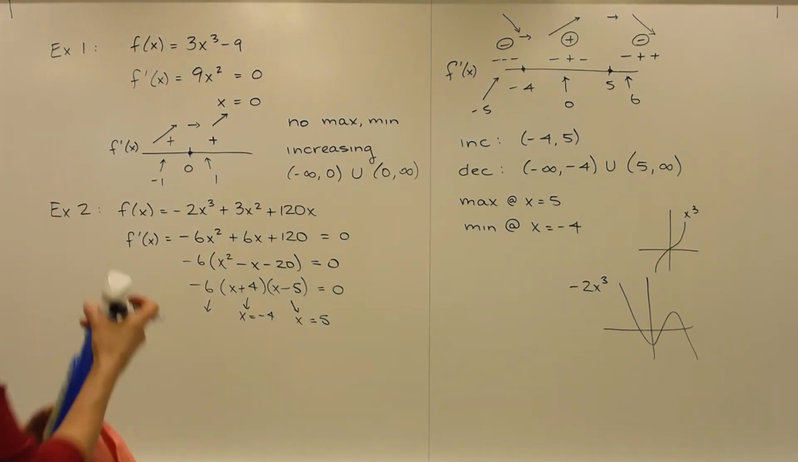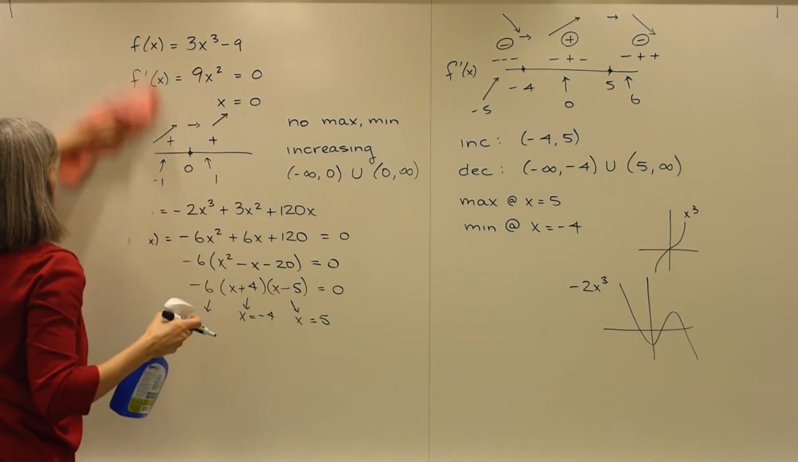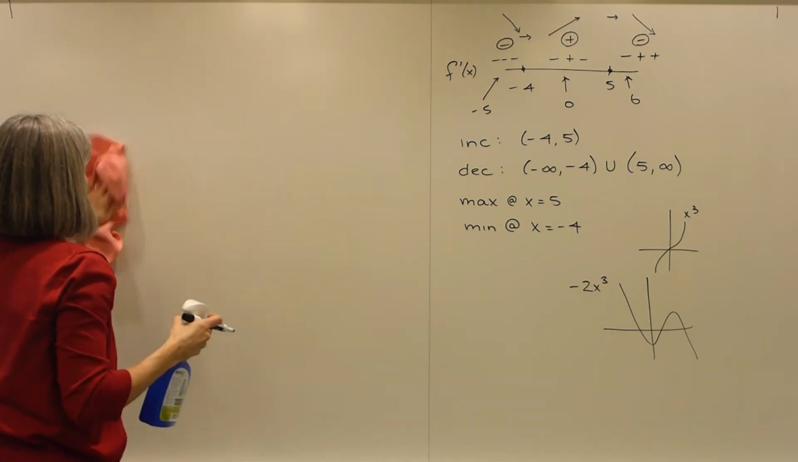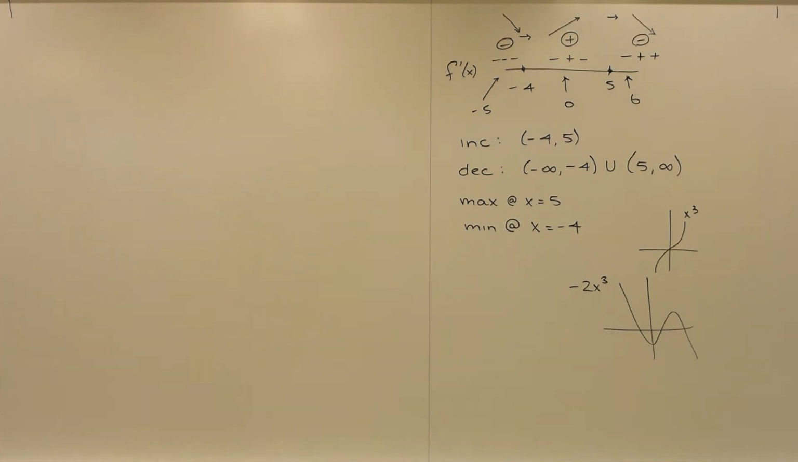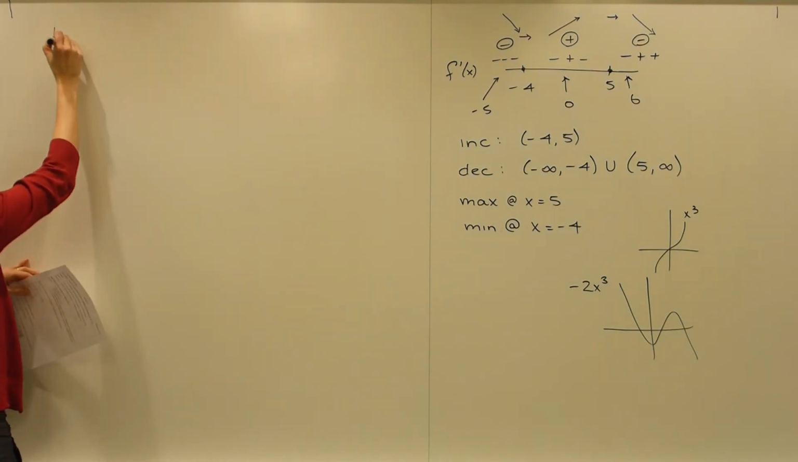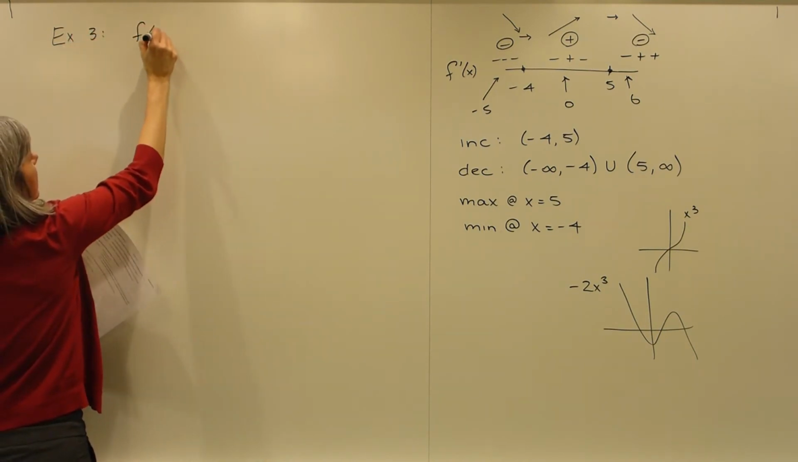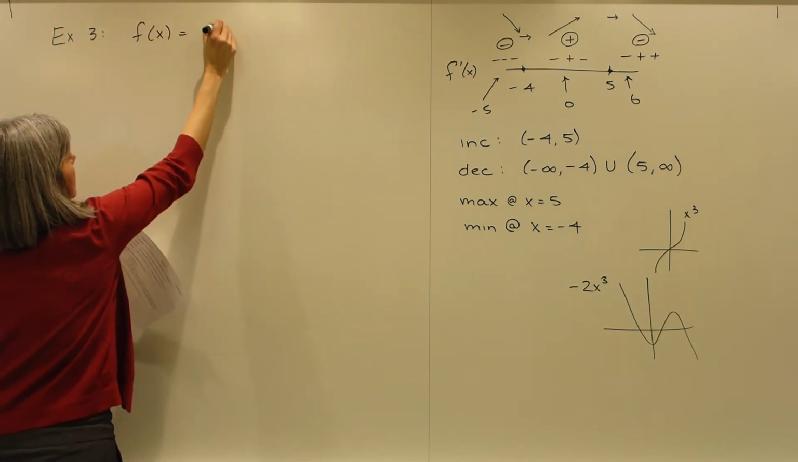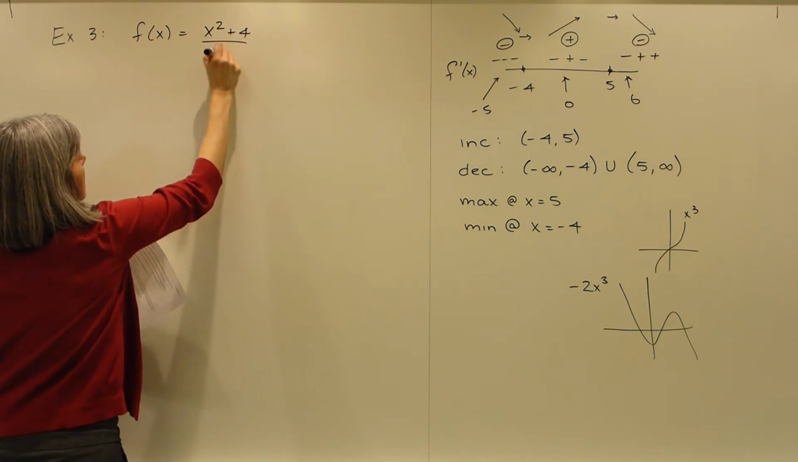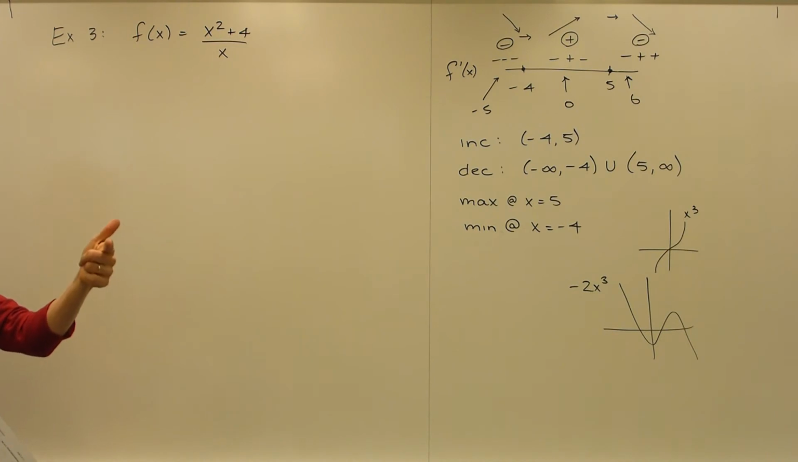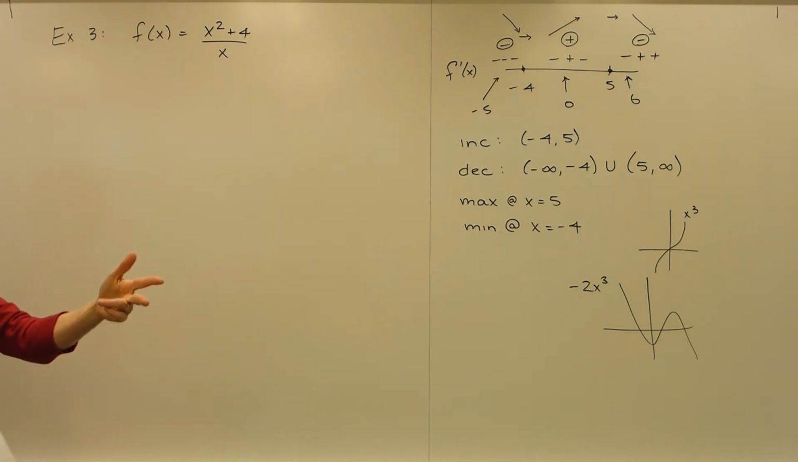Okay, here's one last problem. A rational function, f of x equals x squared plus 4 over x. Okay, so it's the same process: derivative, sign chart, and then interpret the sign chart.